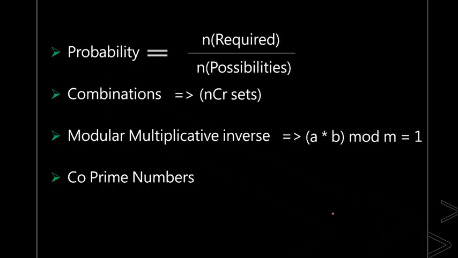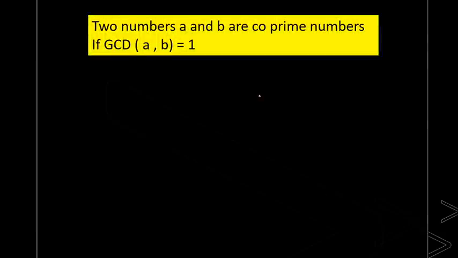Now the last term which we are going to see is co-prime numbers. You know what prime numbers are, right? Prime numbers have exactly two factors. What are the two factors? 1 and itself. But for co-prime numbers, their GCD will be 1. Two numbers A and B are co-prime if their GCD is equal to 1. What is GCD? Greatest common divisor, also called HCF.